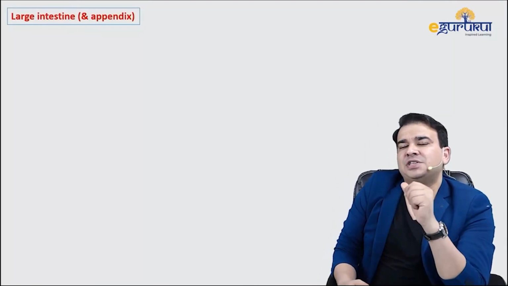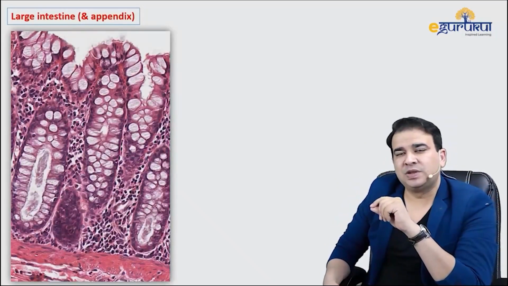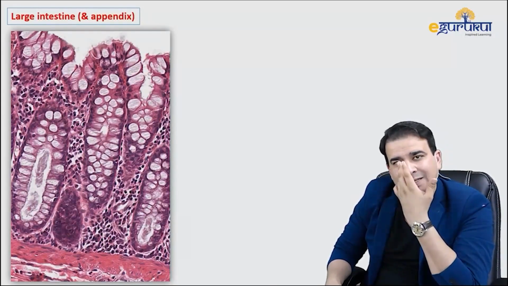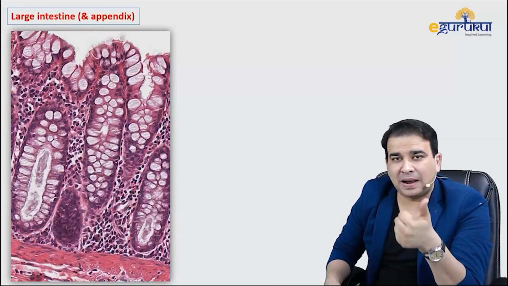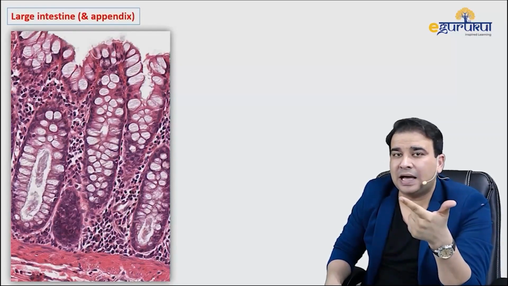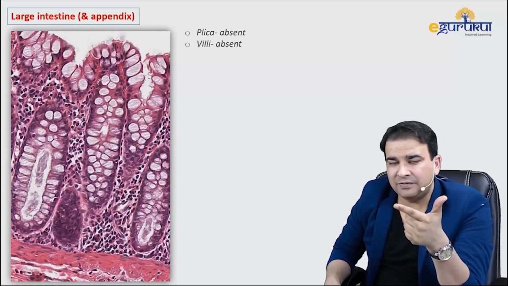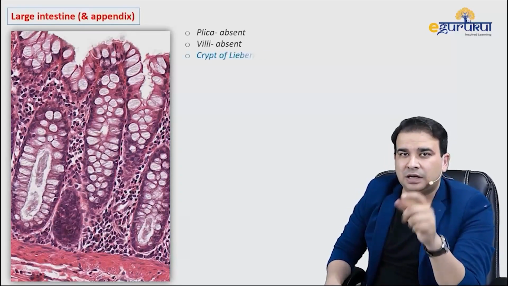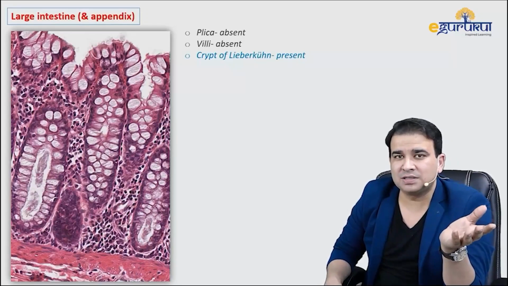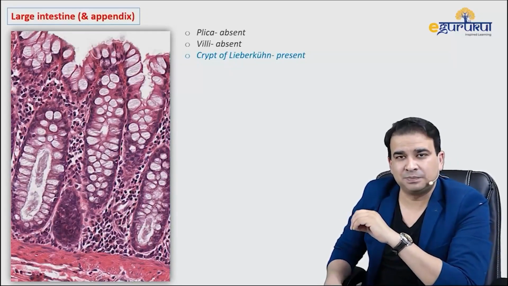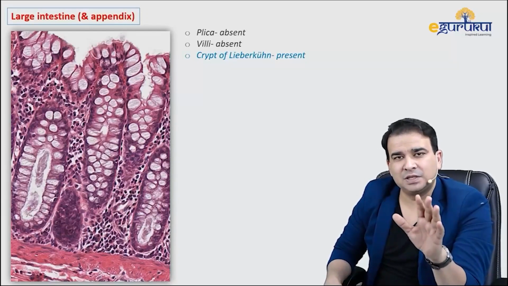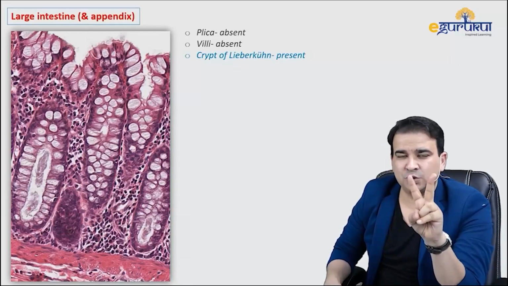Now moving on to the large intestine, including the appendix. If you look at the histological section of the large intestine, the lining epithelium is different from the small intestine by the absence of the plica circularis, and also the absence of the villi. But what they have, which is also present in the small intestine, is the crypt of Lieberkühn. The crypt of Lieberkühn is a feature of the small intestine, and so is the feature of the large intestine as well. So basically the lining epithelium of the large intestine is just like the small intestine only, with 2 major differences that you should remember.